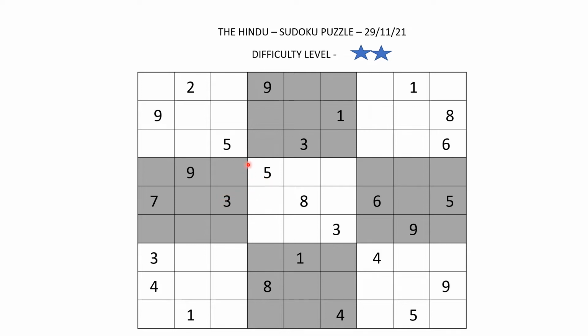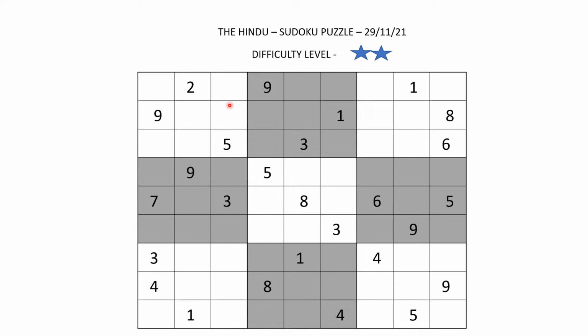The first step is to scan through the numbers, starting from 1 to 9 or 9 to 1, in any order, but it has to be systematic so that you don't miss out any numbers. The second step is to see a block, row or column which has one or two empty cells. So let's start with step number 1.